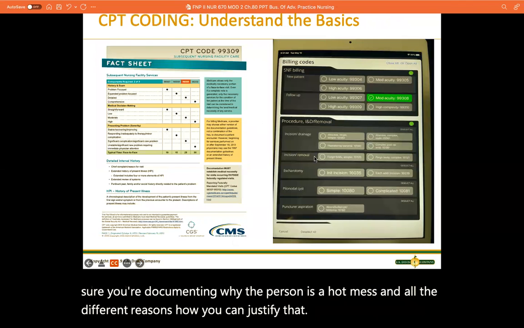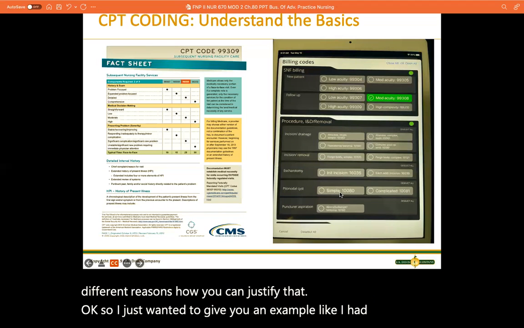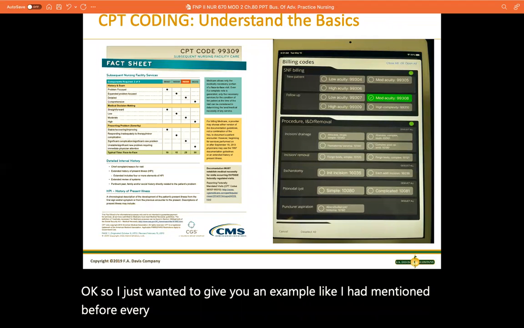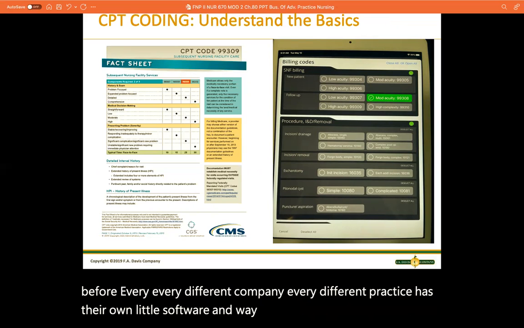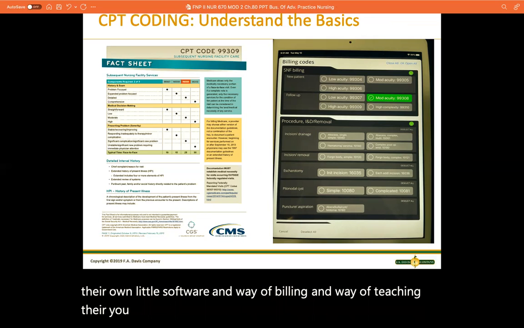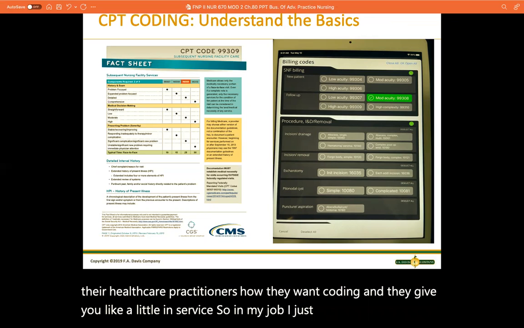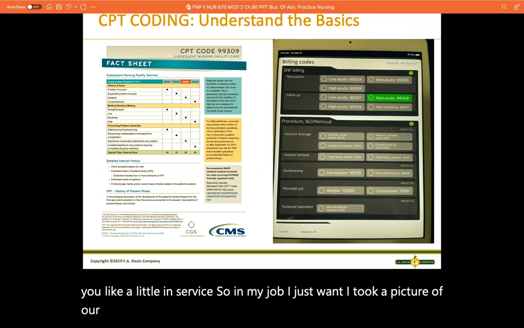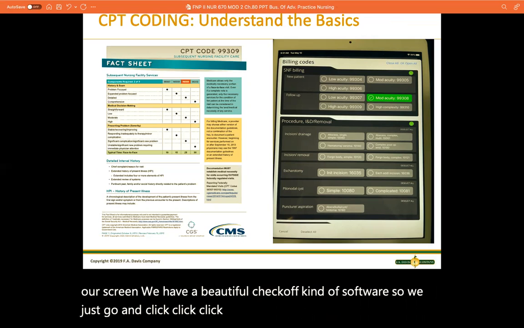So I just wanted to give you an example. Like I had mentioned before, every different company, every different practice has their own little software and way of billing and way of teaching their healthcare practitioners how they want coding, and they give you a little in-service. So in my job, I took a picture of our screen. We have a beautiful checkoff kind of software. So we just go in, click, click, click, click, and this is how we bill.